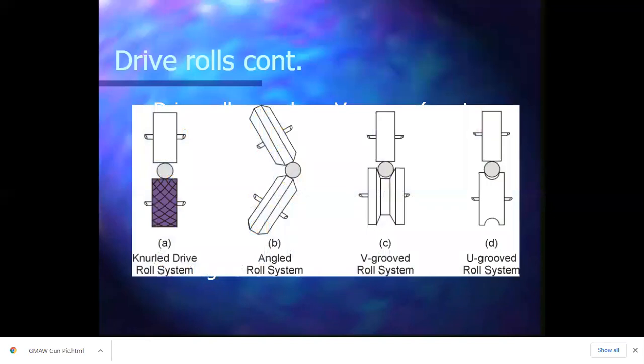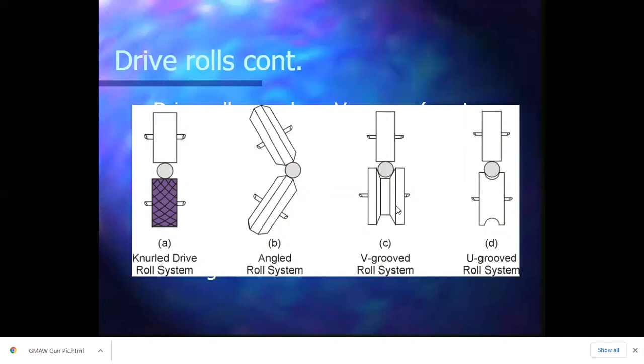So here are some drive rolls. A drive roll here is knurled. It's got tread on it. It's kind of like a mud bogger. This one here is angled. I've never used angled ones. I've never seen that. But generally there is a third idler bearing here, and that just keeps this pressure and contact against both these V groove systems.